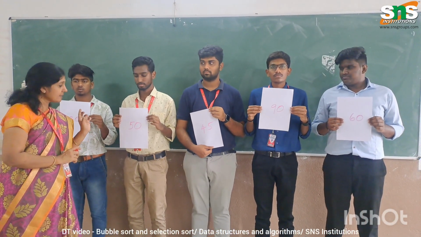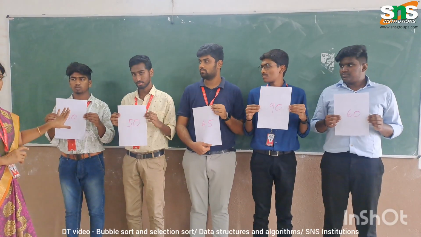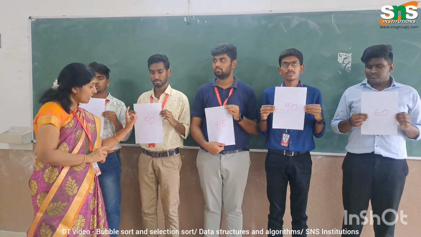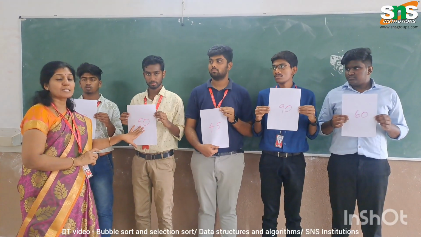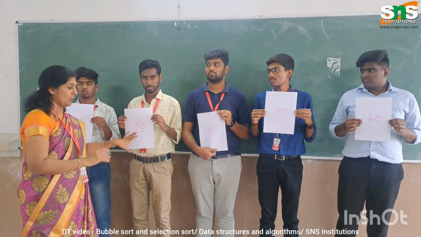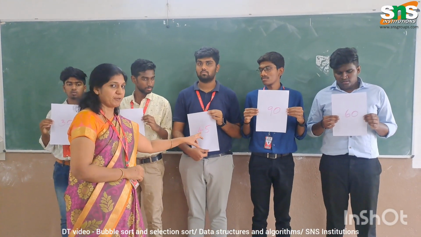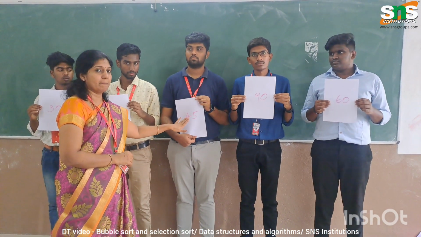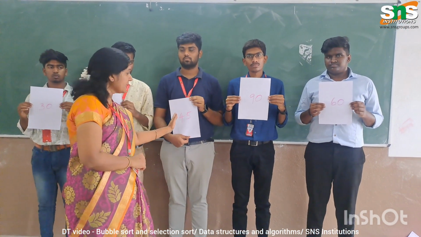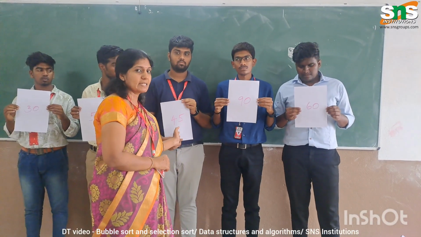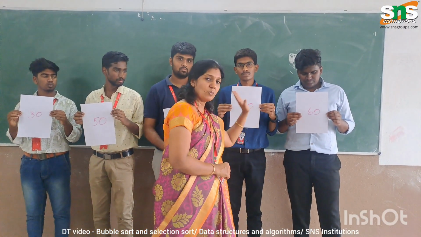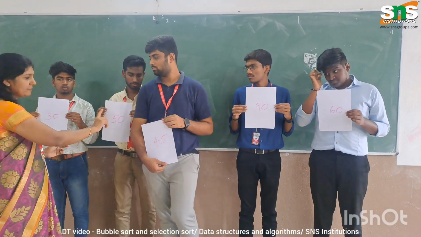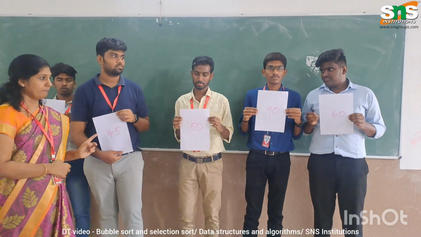Now 30 is in sorted order. Take the next element, 50, and assume this 50 is the smallest element as of now. So 50 is compared with 45. It is the lesser value, so this becomes the smallest element now. Then it is compared with 90. Again it is the smallest. And with 60, 45 remains the smallest. We have to swap 50 and 45.